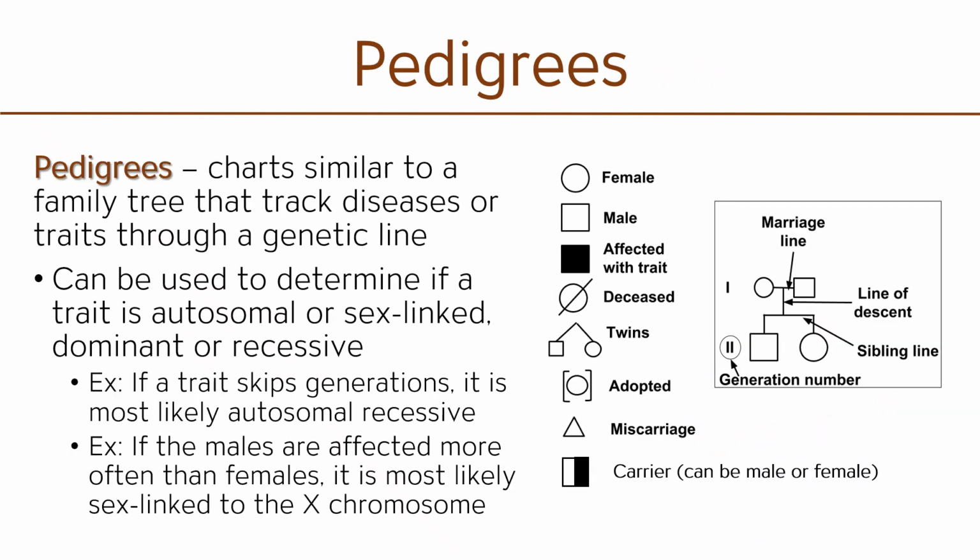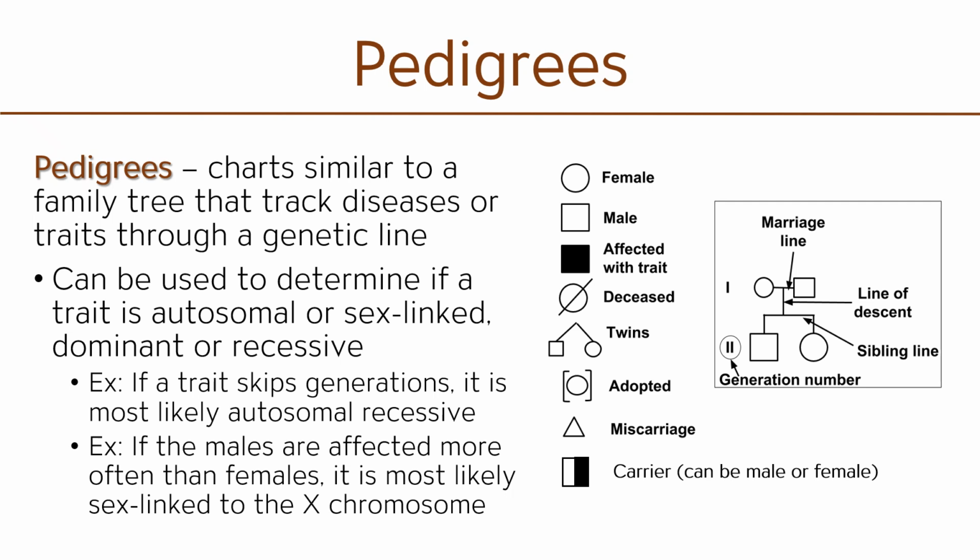And so we can track diseases and traits through family lines, through generations, using something called a pedigree. This is a chart that's similar to a family tree, except rather than just tracking descendants, it's particularly showing us a trait or a disorder that we're tracking through that family line. So we can use this to determine: is this trait autosomal? Is it sex-linked? Is it dominant? Is it recessive? And we do this by looking at specific characterizations that match the trait description.